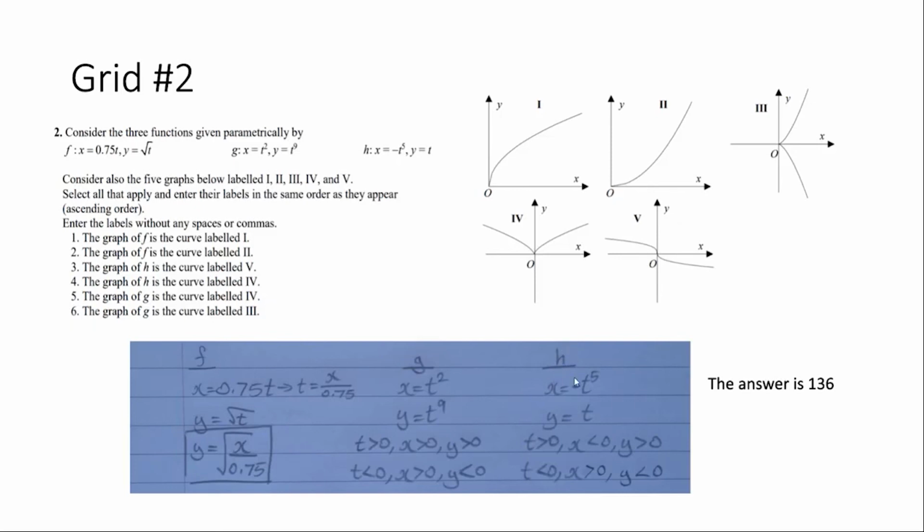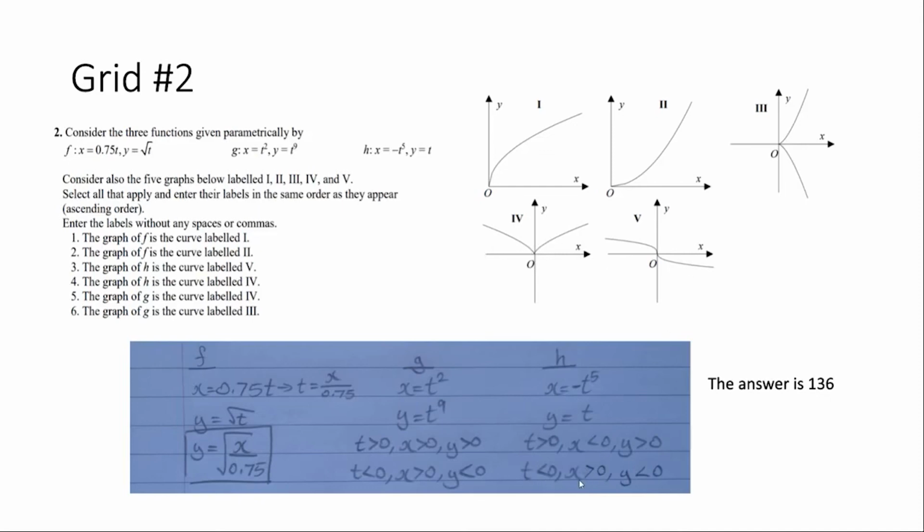And h, x is minus t to the power 5 and y is t. Just do the same step as what we do with g. You'll get for t is greater than 0, x is less than 0, y is greater than 0. For t is less than 0, x is greater than 0, y is less than 0. So there must be a curve or a part of the function where x is less than 0, y is greater than 0. 1, 2, and 3 are all cancelled because there are no values on the left side, which is x less than 0. 4 and 5, when x is less than 0, y is greater than 0. It's true, so we'll keep 4 and 5.